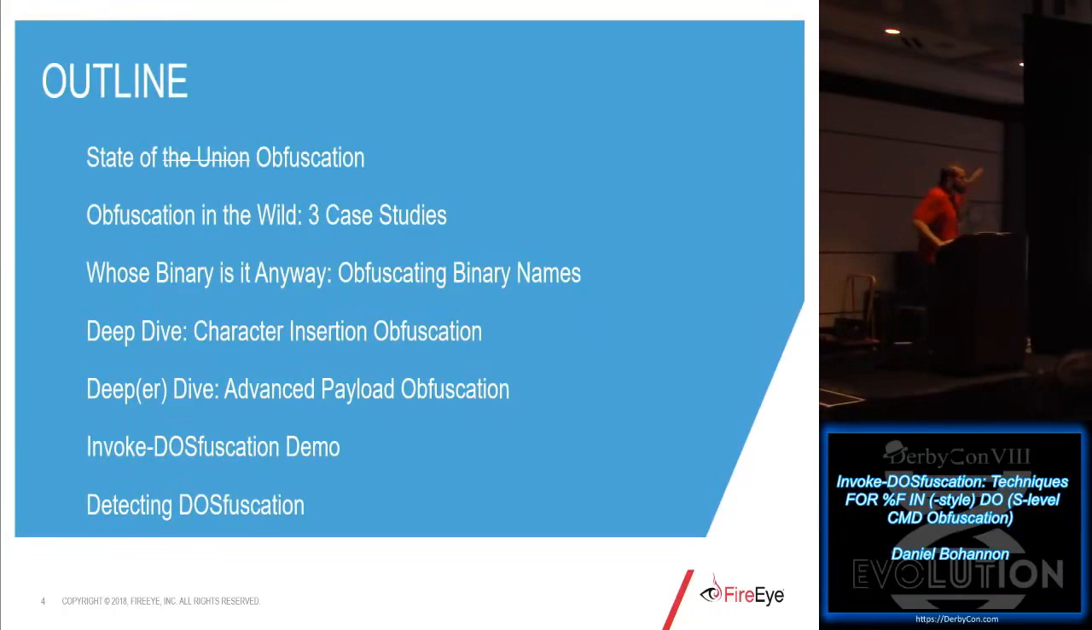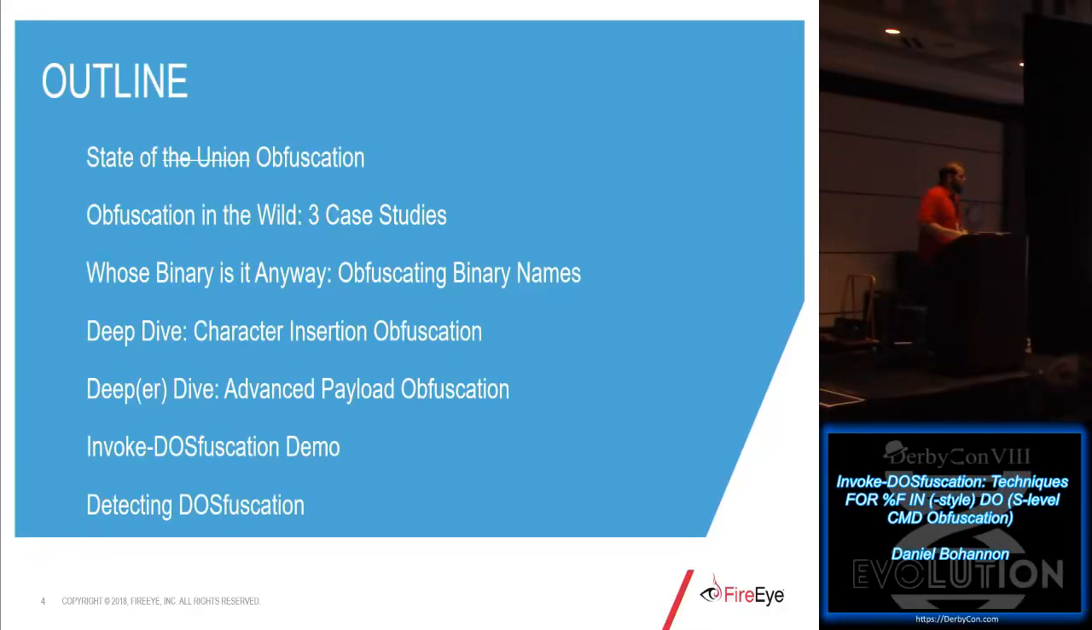So, a quick outline for today. We'll be looking at a high-level overview of obfuscation, past, present, future, and then diving straight into 3 case studies that propelled me into this research. And then we'll be looking at ways that you can obfuscate, all within the realm of cmd.exe, the resolution of binary names, and then dive into character insertion obfuscation, and looking at all the characters that can make their way into command line arguments that persist in some really interesting places, that affect the way that we as defenders write detections, as well as then putting all those pieces together and looking at entire payload encoding and obfuscation techniques.